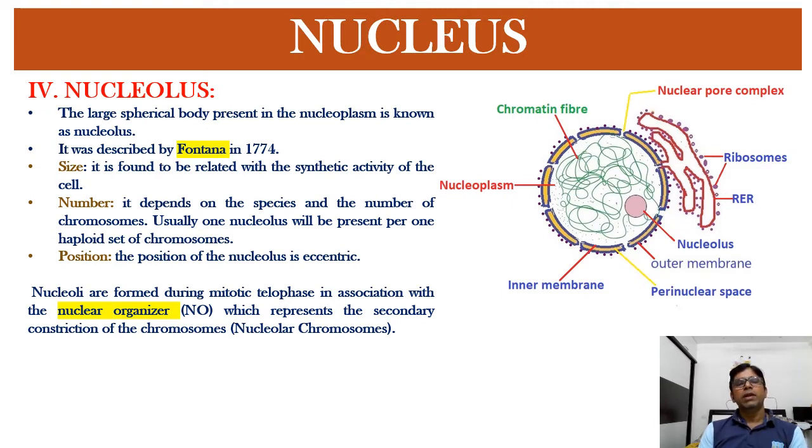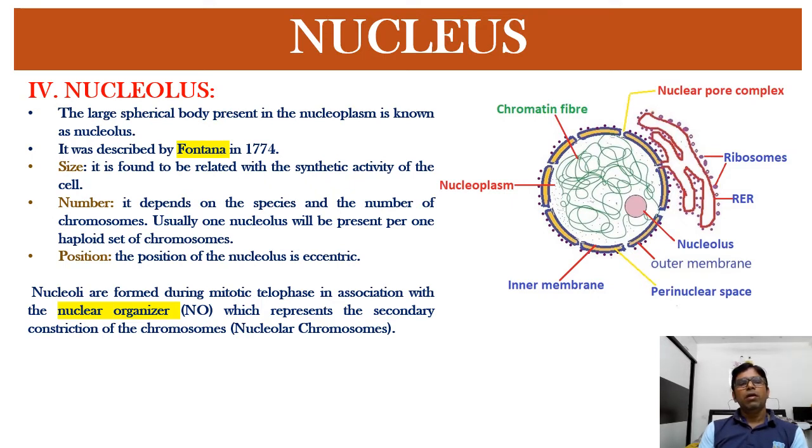Okay. Coming to the number, the number of nucleoli depends on the species and the number of chromosomes. Usually, one nucleolus is present per haploid set of chromosomes, so a diploid cell or nucleus contains two nucleoli. The position of the nucleolus is always eccentric.